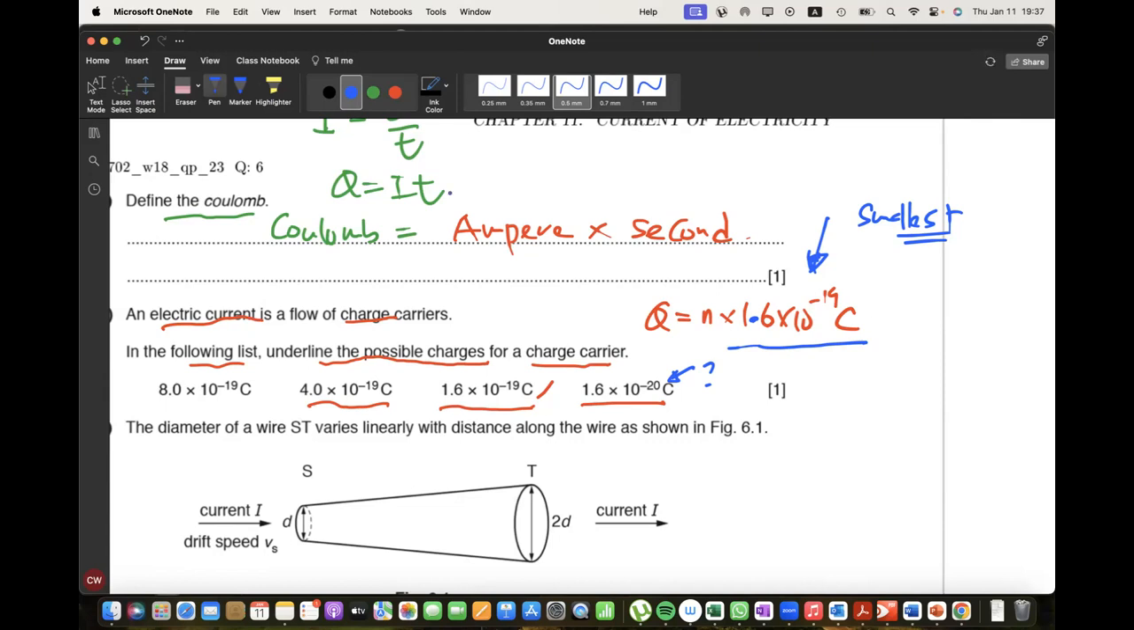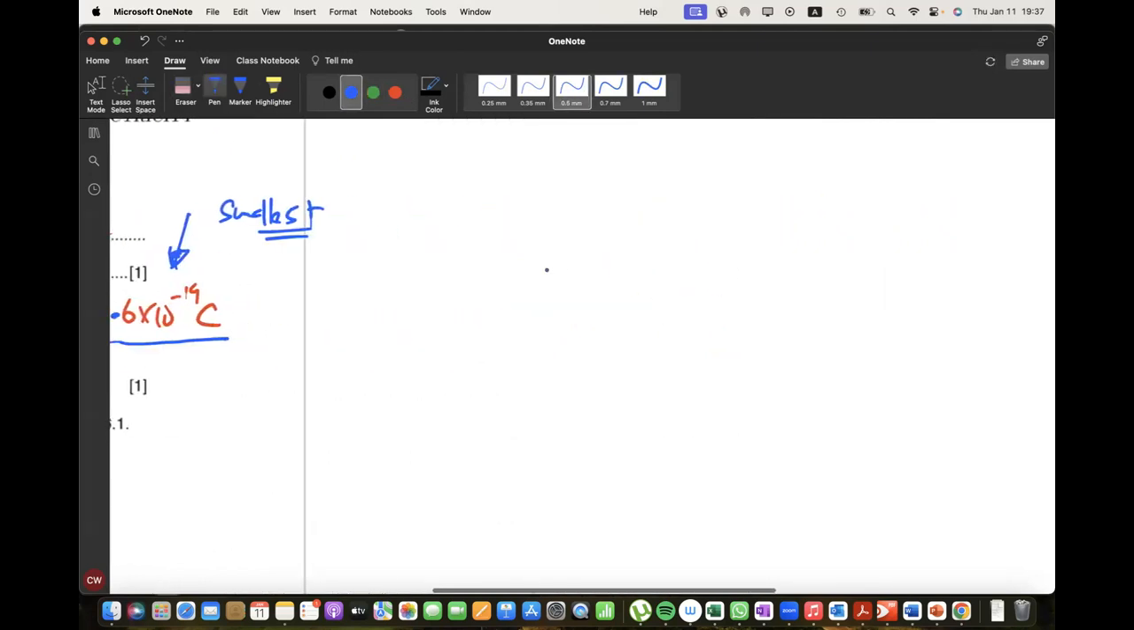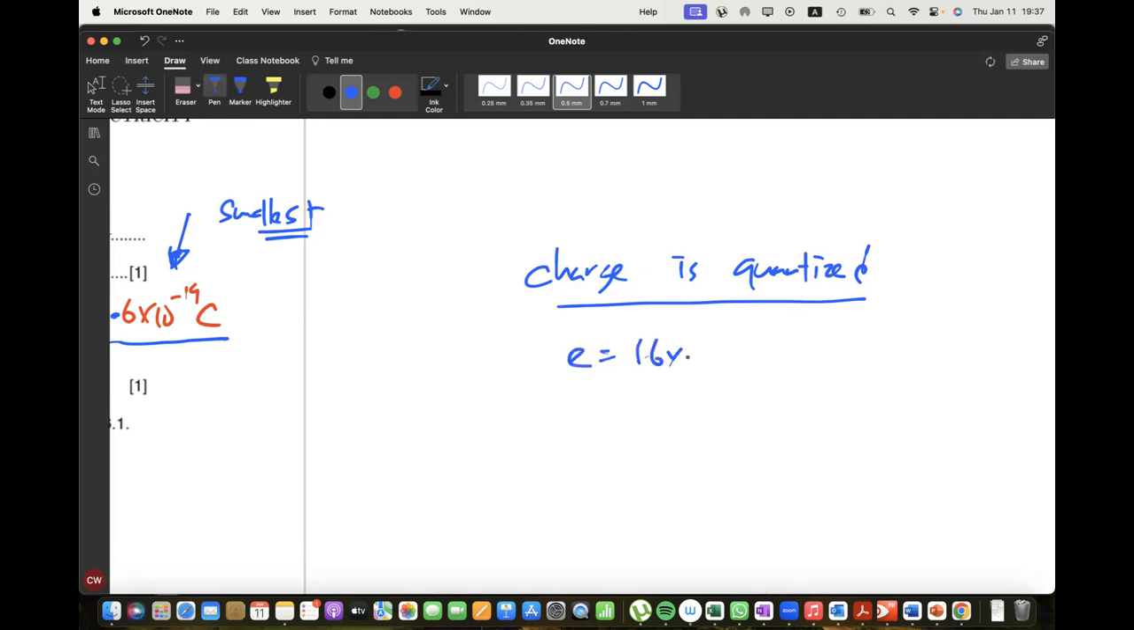Okay, actually this one is not the answer. This one cannot. Do you know why cannot? Because you need to know, this one the concept means charge is quantized. The meaning of charge is quantized is it means e equal to 1.6 times 10 to the power minus 19 coulomb is the smallest one. Okay, this thing is the smallest.